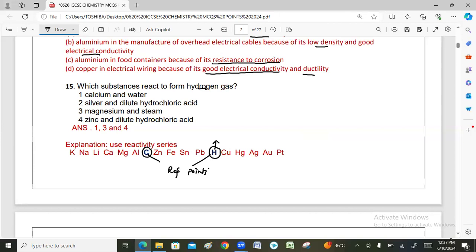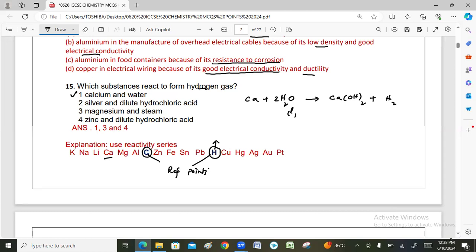So calcium and water, this can also produce hydrogen gas because this is calcium and this is metal. So the reactive metal of group 1 and some of the metal of group 2, they can also react with the water to form metal hydroxide and hydrogen gas. Magnesium is a metal which can react both with the cold water and steam. But the rest of the group 2 metals and group 1 metal, they can react with the cold water to form metal hydroxide and hydrogen.